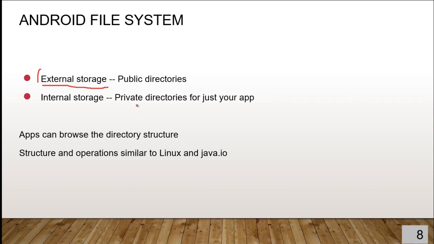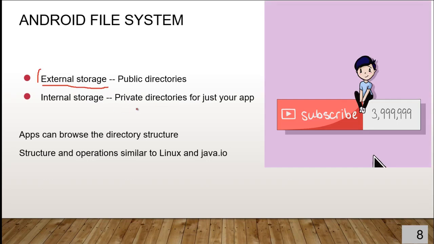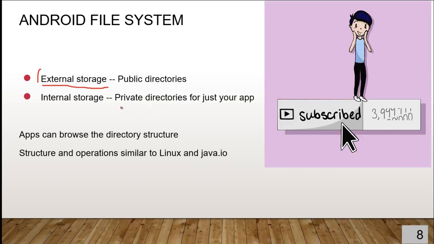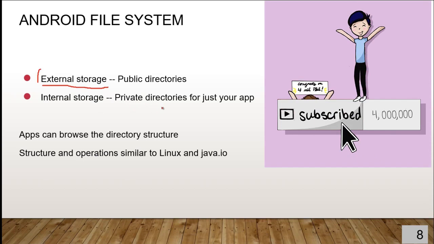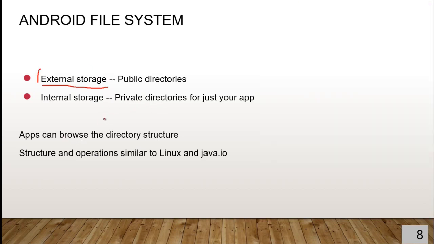So again, if you uninstall the app and you have saved your files or data into the internal storage by your app, these files will be deleted alongside the app. And if you don't want to delete your files when you uninstall the app, make sure that you use the external storage. Apps can browse these directories, private and public, structured and unstructured, with operations similar to Linux. If you have used the Linux operating system, there are some operations where you grant users the permissions to read and write.